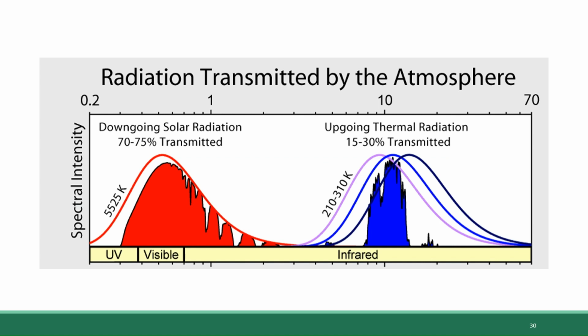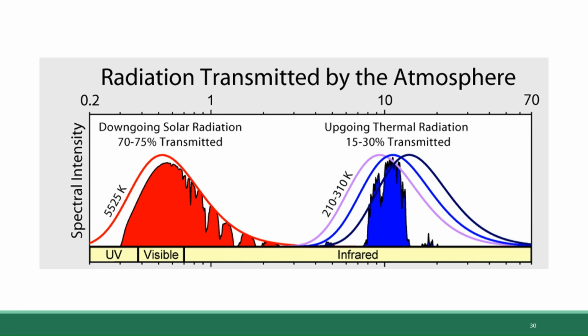So if we turn our attention to the right side of this graph and the blue curve, when the Earth emits thermal energy, heat energy, which is essentially the leftovers of the solar radiation that it absorbed in the UV and visible parts of the spectrum, that thermal energy is slightly less energetic. It's found in the infrared spectrum. So the upgoing thermal radiation, the stuff that is emitted out of Earth's system, is infrared.